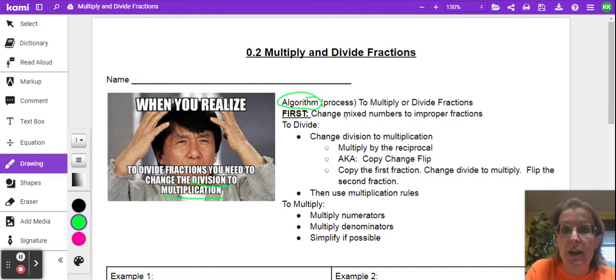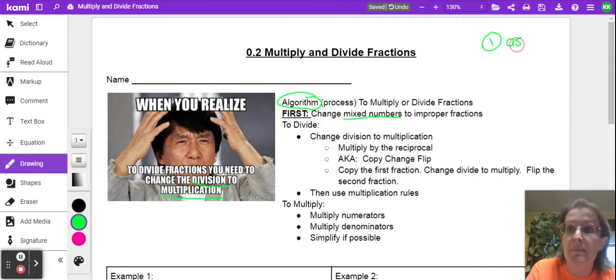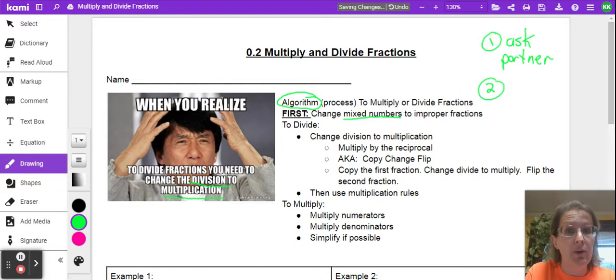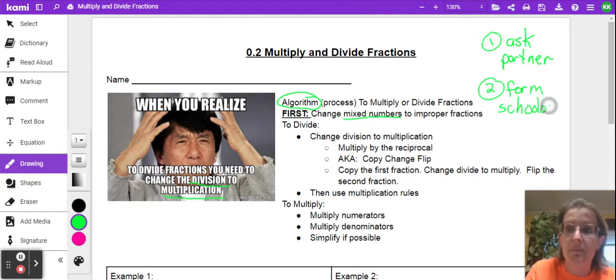That process to multiply or divide fractions is this. First, you have to change your mixed numbers into improper fractions. If you do not remember how to change mixed numbers into improper fractions, first thing you need to do is ask one of the partners in your group. And then if that doesn't work, because we don't have that in our notes yet because it's a review, then you can use the form that's on Schoology to ask me for help.